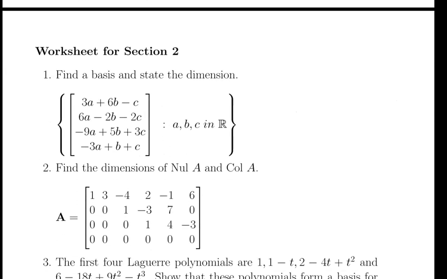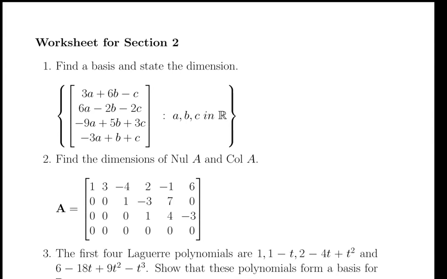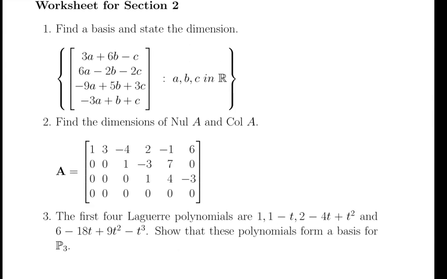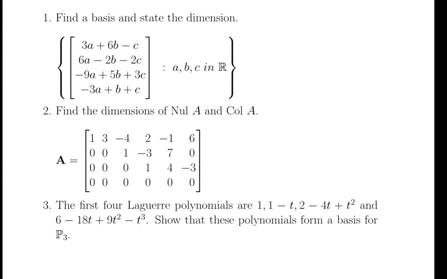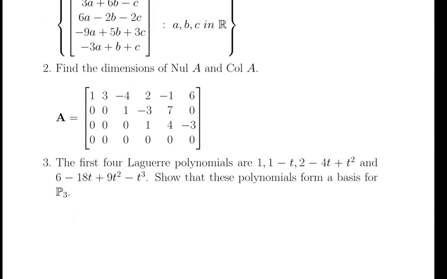So here we're going to find a basis and state the dimension, right? We have A, B, and C. There should be 3 vectors there. Find the dimension of the null space and column space, right? Again, that's pretty straightforward, boiled down to pivot positions versus not, free variables versus not. And if you want to look this up, these are pretty interesting, actually. They do have some other applications.